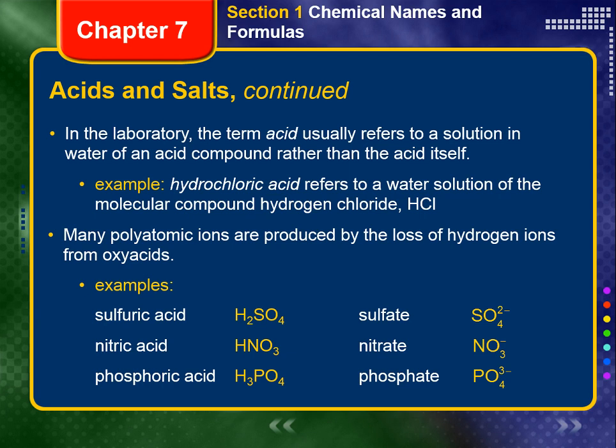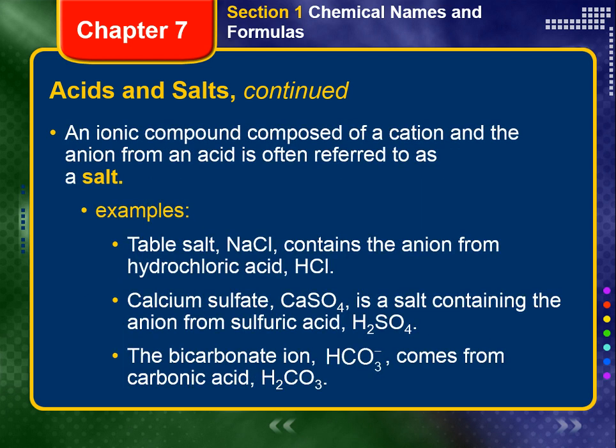Many polyatomic ions are produced by the loss of hydrogen ions from oxyacids. A few examples of the relationship between oxyacids and oxyanions are shown on page 214 or on your screen now. An ionic compound composed of a cation and the anion from an acid is often referred to as a salt. Table salt, NaCl, contains the anion from hydrochloric acid. Calcium sulfate, CaSO4, is a salt containing the anion from sulfuric acid.